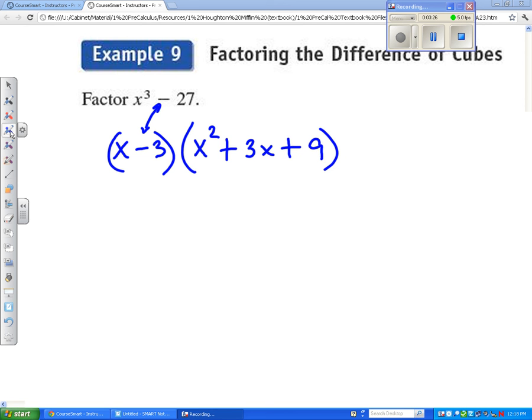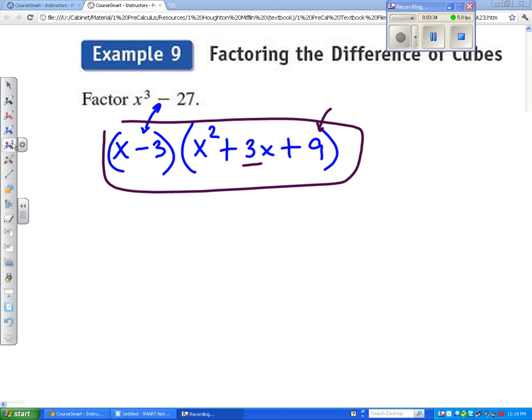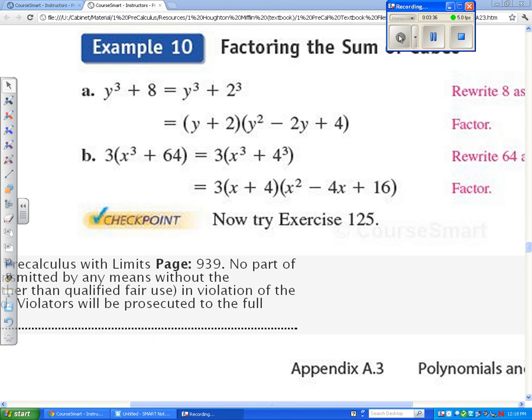You could try to factor this one again, but chances are it's not going to work out. Two numbers multiplied to get 9, add to get 3? Yep, not factorable. So this is it. Just going to talk through example number 10, part A. Notice we have the sum of cubes, so we find them as cubes, knowing that 8 is 2 cubed, and it's the same sign as this, and these are different signs, and this is 2 squared.